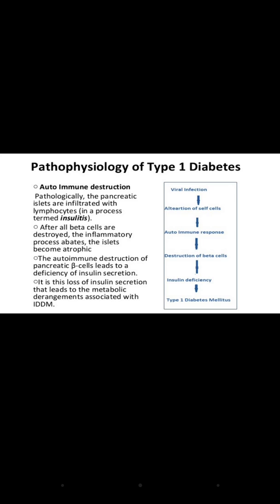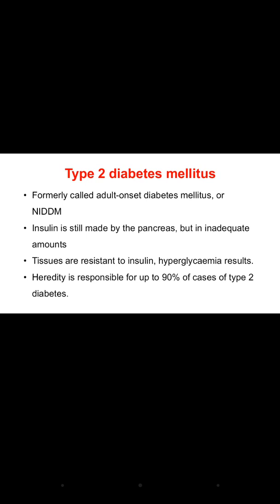When we are differentiating type 1 diabetes mellitus, the pathophysiology is the most important factor. Second is type 2 diabetes mellitus. It is formerly called adult onset diabetes mellitus or non-insulin dependent diabetes mellitus. Because its onset is in adulthood, it will not start in childhood. That's why it is called adult onset diabetes mellitus.